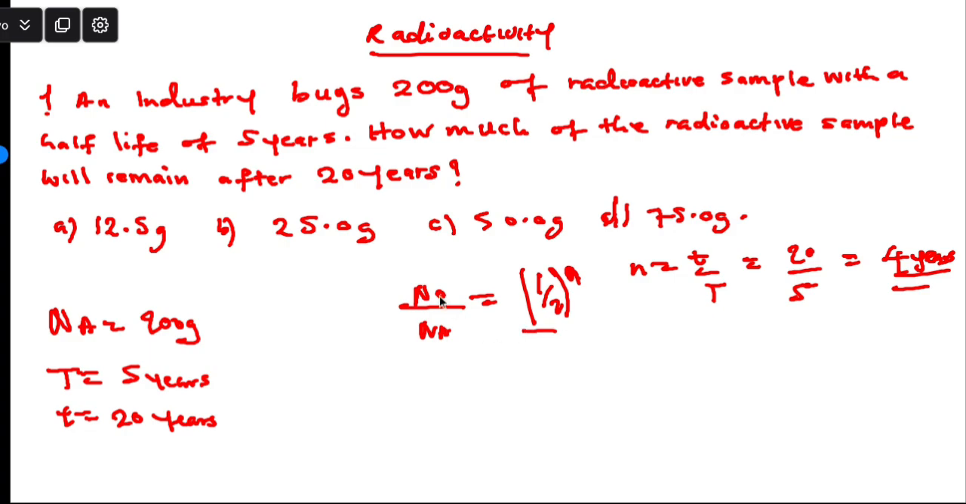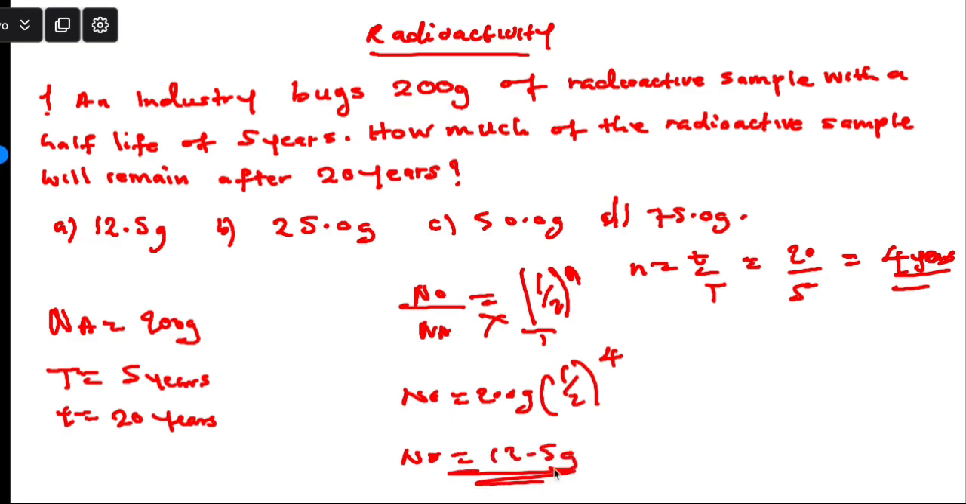So we can make the mass remained the subject of the formula. I'm going to multiply. What am I going to have? I'm going to have the original mass, which is 200 grams, then half, which is 0.5, to the power of the number of half-lives, which is 4. Then when I do the computation here, I'm going to get 12.5 grams. So this is my answer.